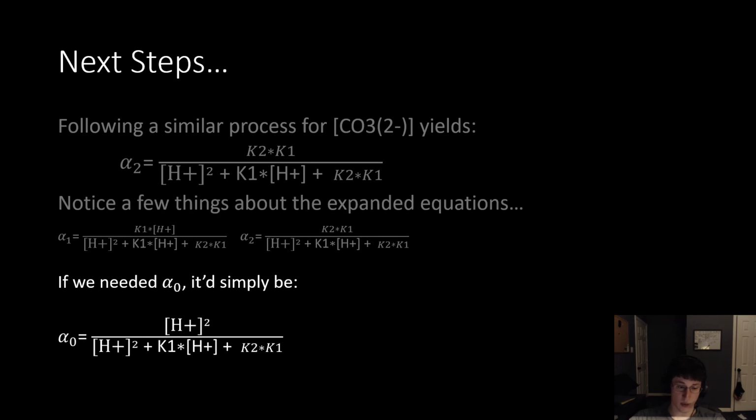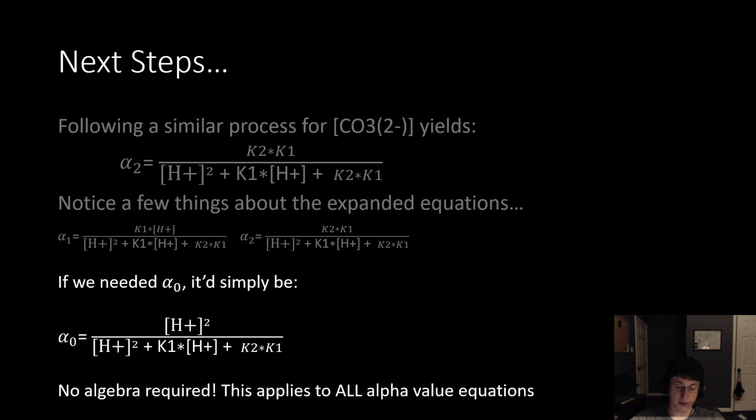Let's say that we wanted to obtain alpha 0. It would be, first of all, the same denominator, and second of all, it would just be the very first term that you see in that denominator. Since alpha 1 used the second term and alpha 2 used the third term, alpha 0 will use the first term in that denominator, which is the hydronium concentration squared. This doesn't require any algebra. This applies to all alpha value equations, like I stated, and there are general equations for coming up with them that apply to all acids and bases. So what are our next steps now that we've expanded the alpha values?